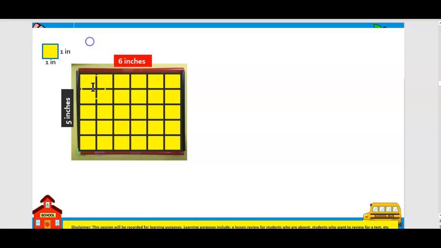Anyway, so we've got 1, 2, 3, 4, 5. 5 by 1, 2, 3, 4, 5, 6. So how many total is that? 30. 5 times 6 is 30 square inches. 30 inches squared.